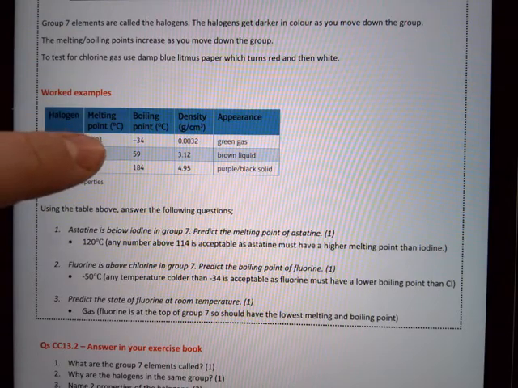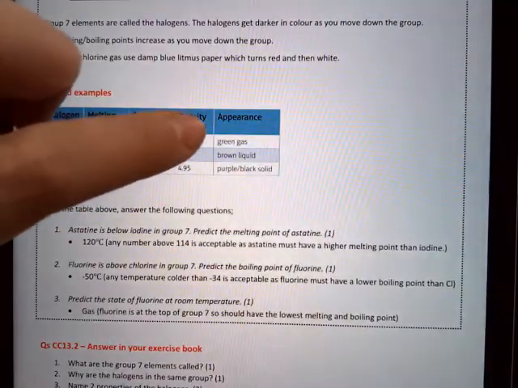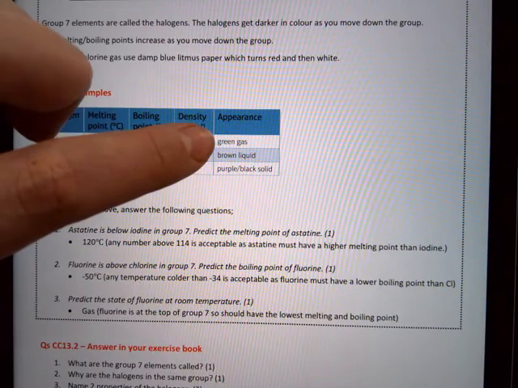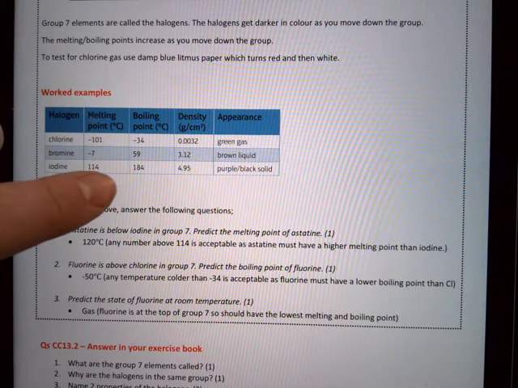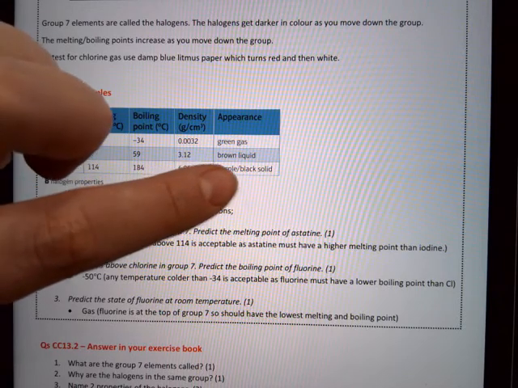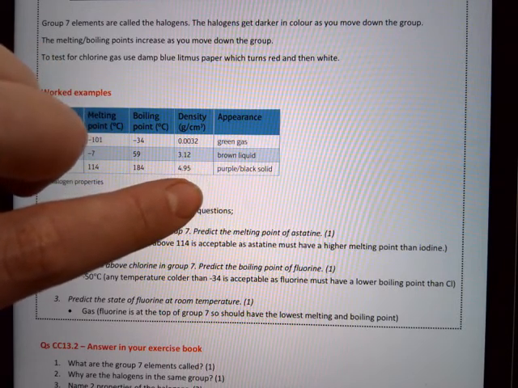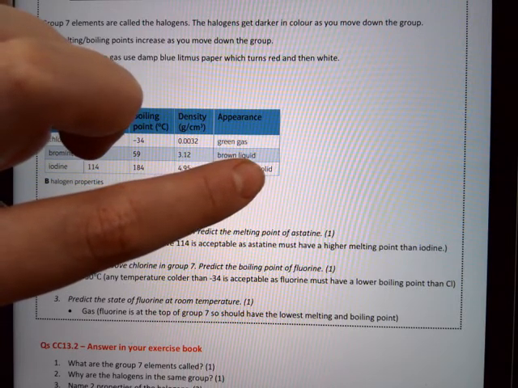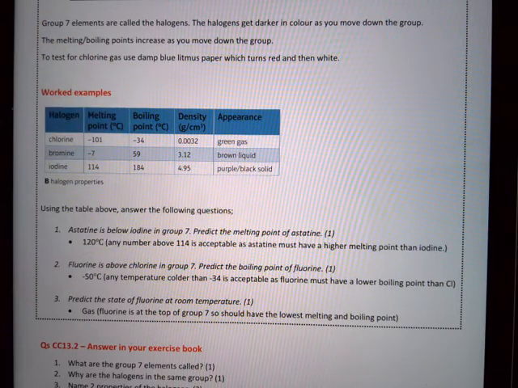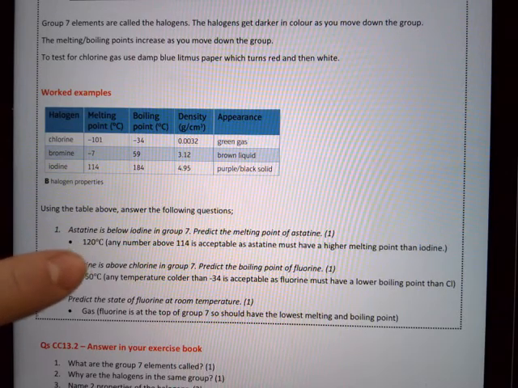You also need to know the color. And again, in terms of color, you can see that we're getting darker going down the group, from green to brown to purple black. Be mindful of iodine. It can be described as purple black. You might even see it being described as grey. The biggest indicator they're talking about iodine is the fact that it's a solid, but it can be described as purple, black or grey at room temperature.